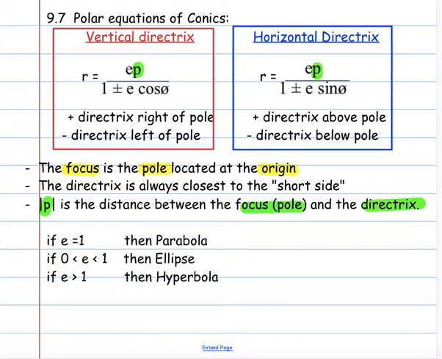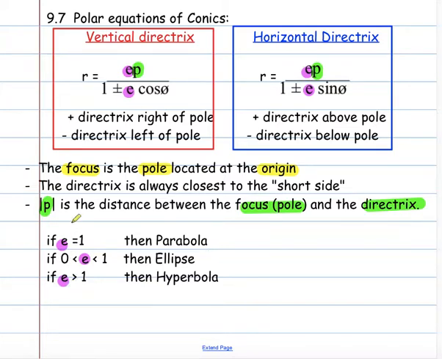E in your formula occurs here and there. E tells you what kind of a shape it is. So if E equals 1, it's a parabola. If E is somewhere between 0 and 1, it's an ellipse. And if E is greater than 1, it's a hyperbola. So that's how you know what kind of shape it is based on E.